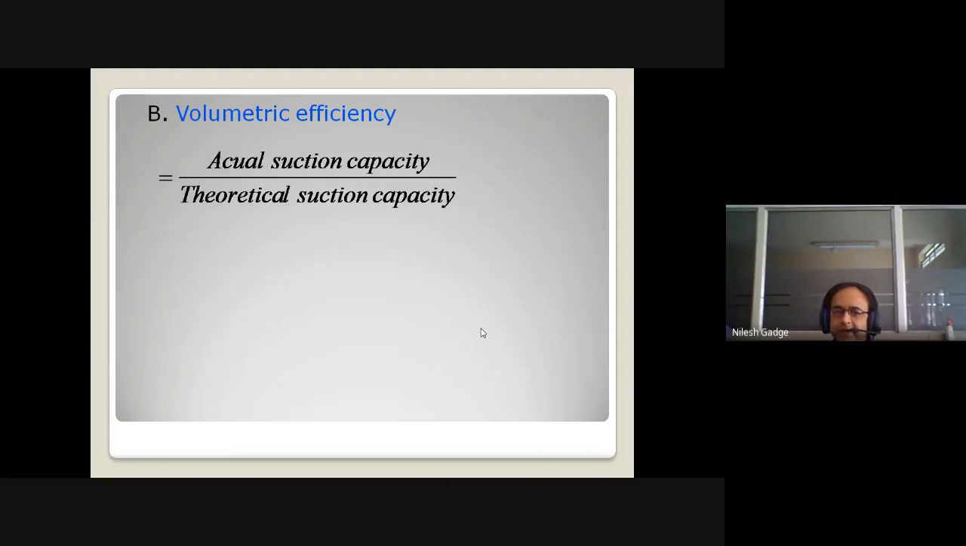Actual suction capacity divided by theoretical suction capacity. Volumetric efficiency is equal to.